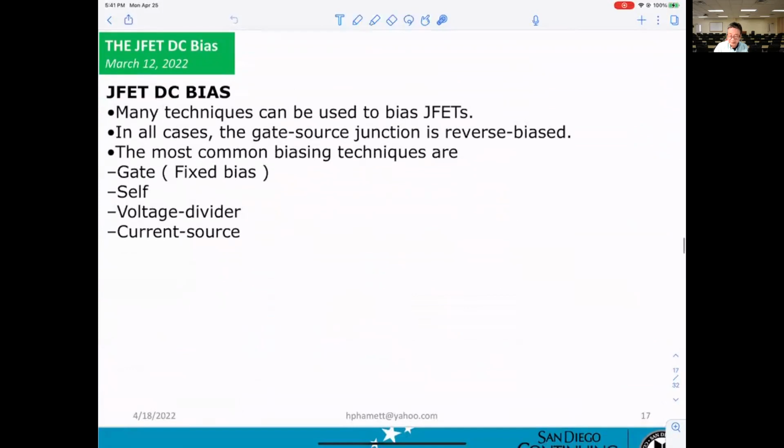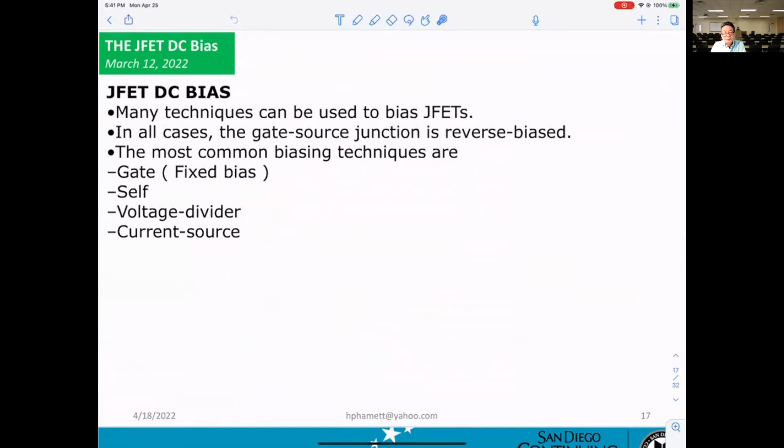Okay, and this one is done. Now, today we really concentrate on JFET DC bias. You understand they're using the bipolar transistor or JFET for the amplifier.